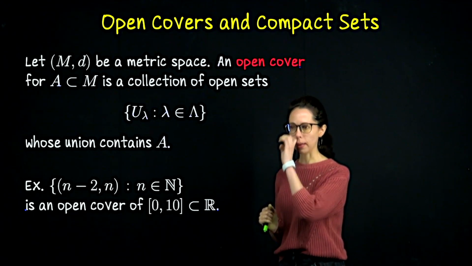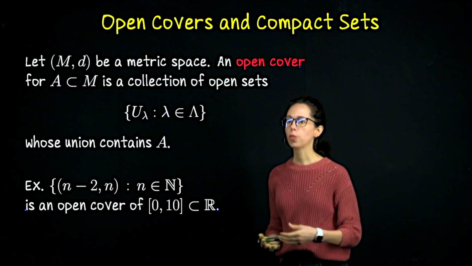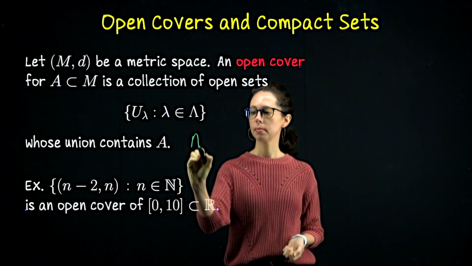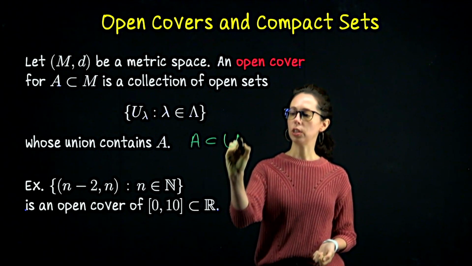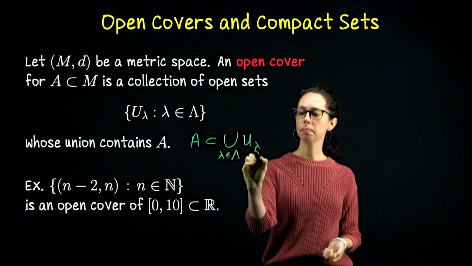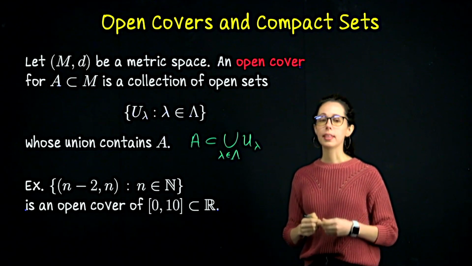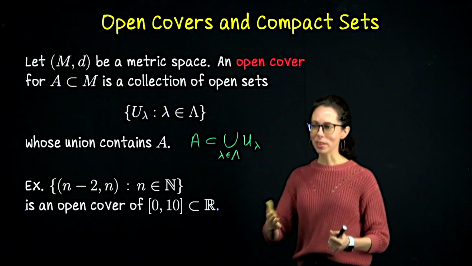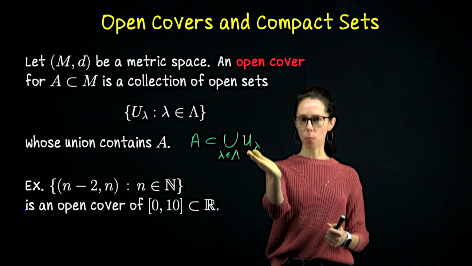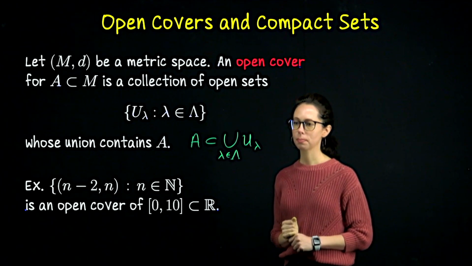Let's talk a little bit about this notion of covering A. So formally, we say their union contains A, or in other words, A is a subset of the union over this collection of U sub lambda. This is set containment. So this means every x in A can be found in at least one of these open sets from the collection.